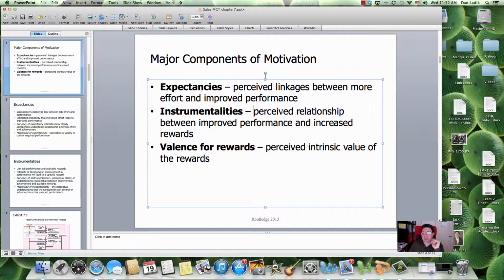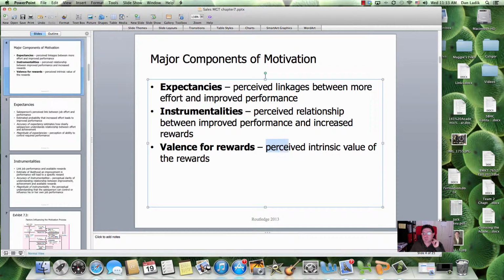Now, the relationship between improved performance and increased rewards. It could be very detrimental to motivation if you start a new job and you work really hard and your performance has improved greatly, but your rewards have not. As a matter of fact, you're getting rewarded the same way you were this year as you were 2 years ago. And your performance is 100% better. But the reward structure has stayed the same.